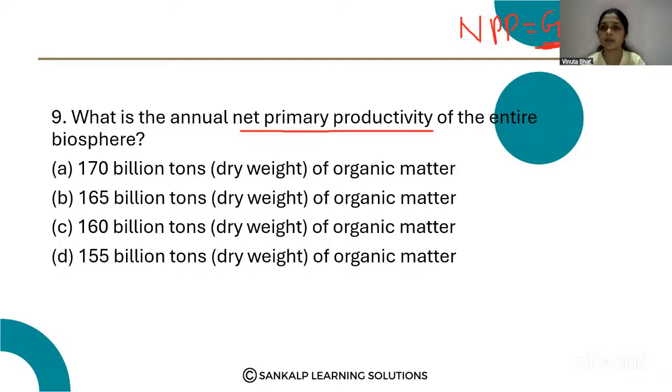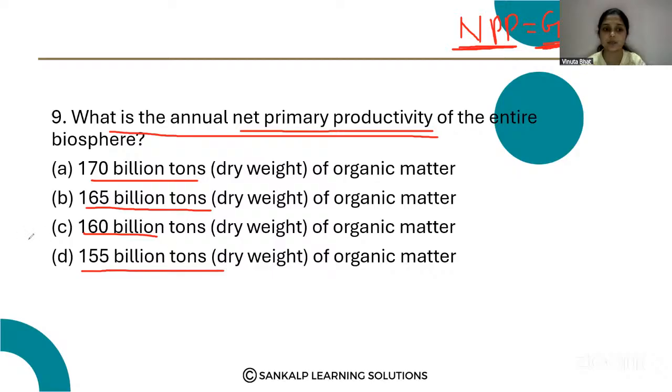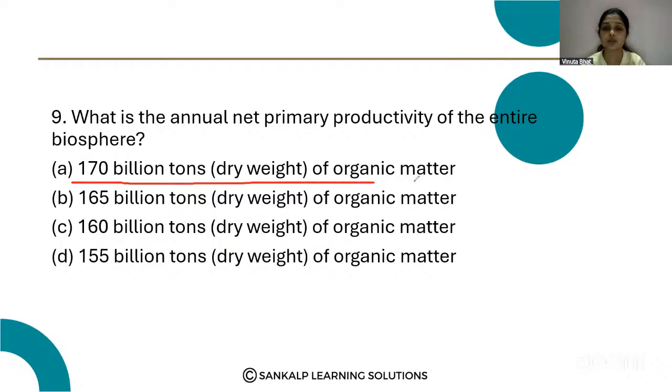So net primary productivity is the remaining amount of organic matter in the producer. So that is called net primary productivity. What is the annual net primary productivity of the entire biosphere? 170 billion tons dry weight of organic matter, 165 billion tons, 160 billion tons, 155 billion tons. So the correct option is 170 billion tons dry weight of organic matter.